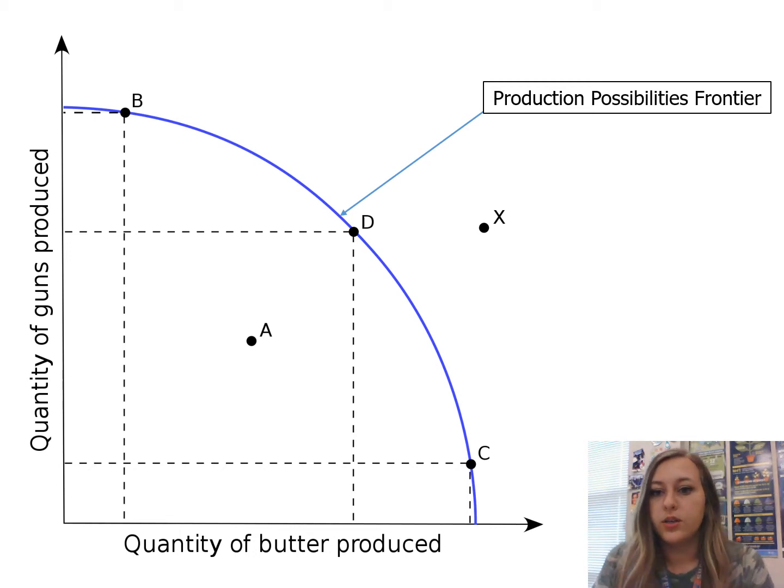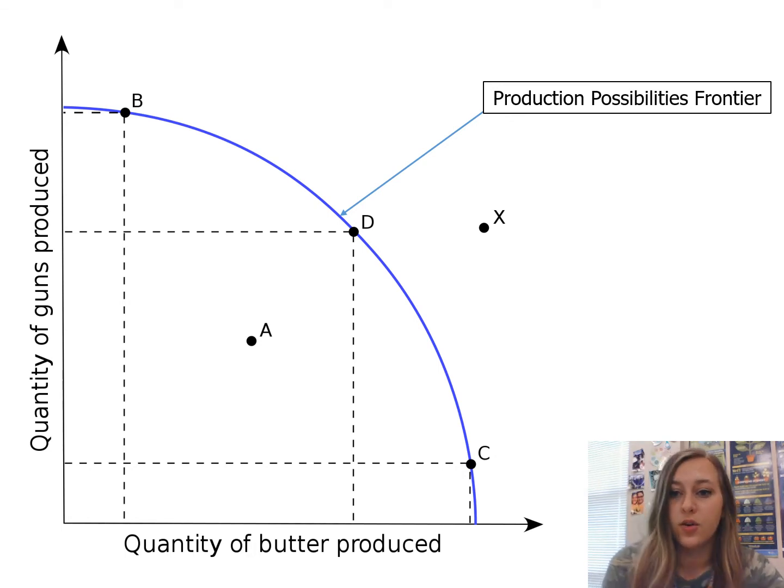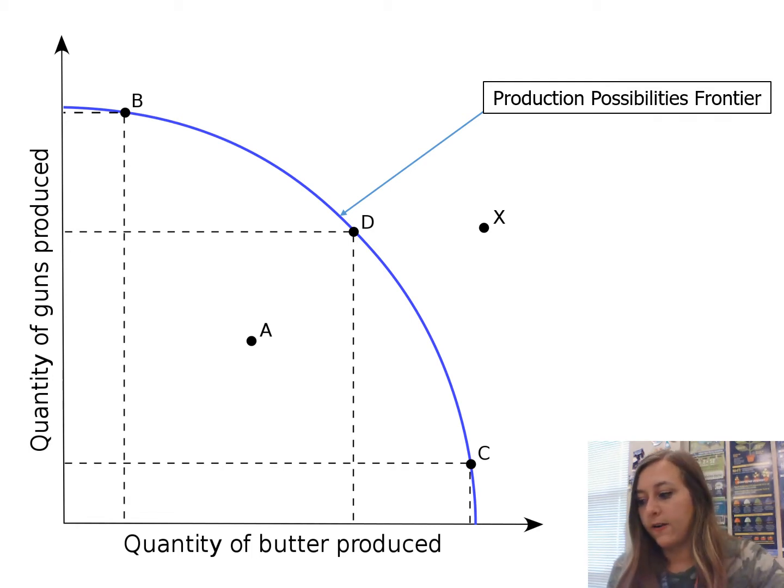So we are going to label this chart. This is filled out for you in your note guide already, but I just want to show you some of the different parts of the production possibilities frontier. So the blue line you have here is the production possibilities frontier. Like I said, that is the line on the graph. So the production possibilities curve is the graph. The frontier is the actual line on that graph.